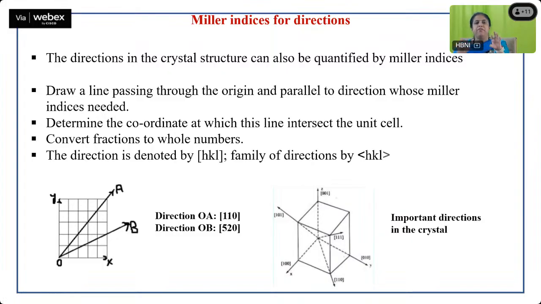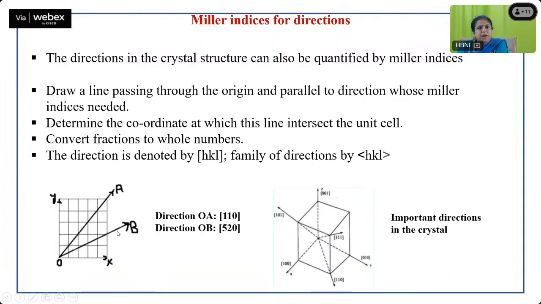Difference: when you indicate the Miller indices of a plane, it comes in the small bracket. When you indicate the Miller indices for a direction, it comes in the square bracket. When you indicate the family of planes, it is a curly bracket. When you indicate the family of directions, it is this kind of triangular bracket. Okay, let's solve another one.